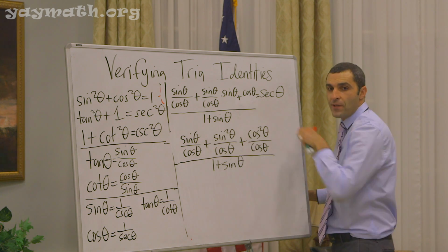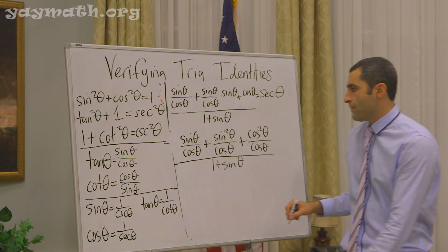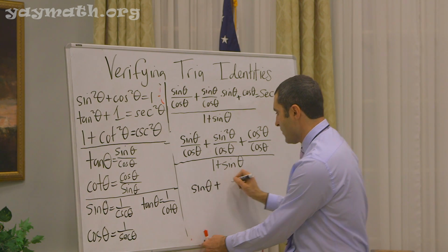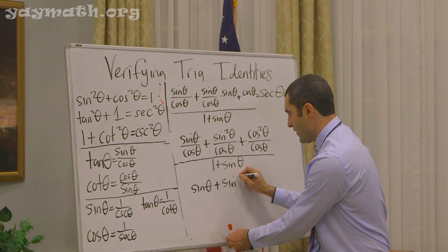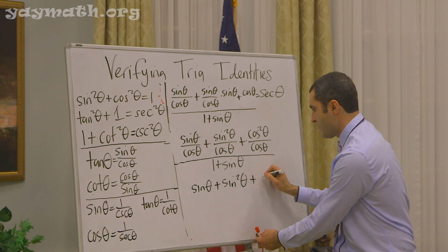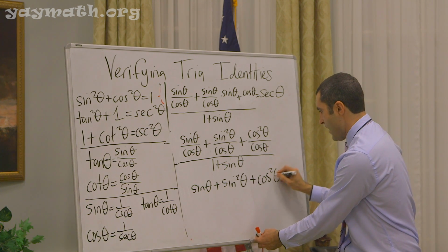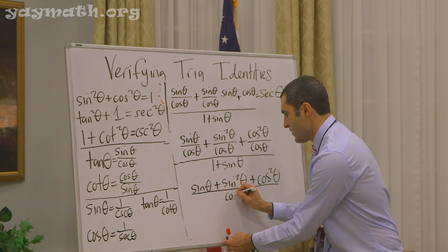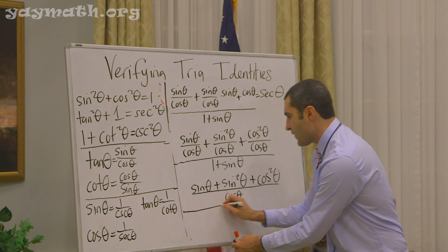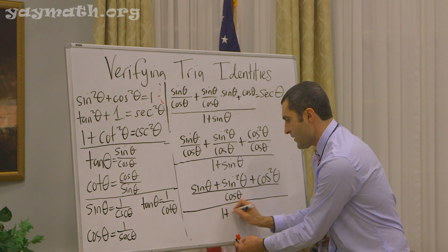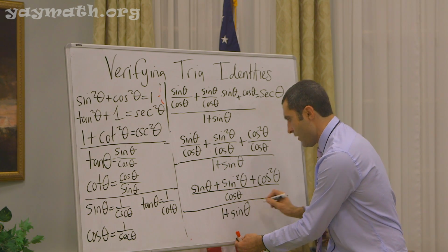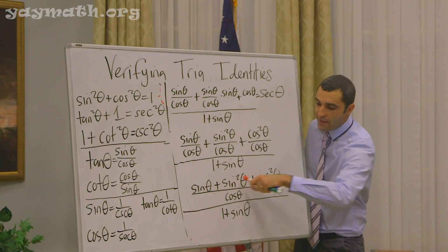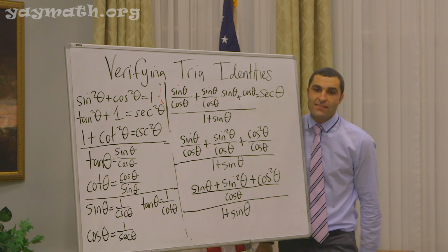Can we combine the numerators? Yeah, all over cosine. So that would be sine theta plus sine squared theta plus cosine squared theta, all over cosine theta, all over 1 plus sine theta. Okay, look closely. There's an identity hiding up here that will make our lives a lot simpler.